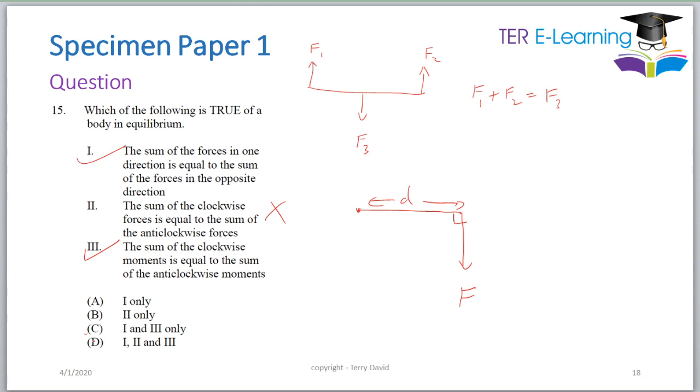All right, so the answer is 1 and 3. So the answer is C, right? That's this one here.